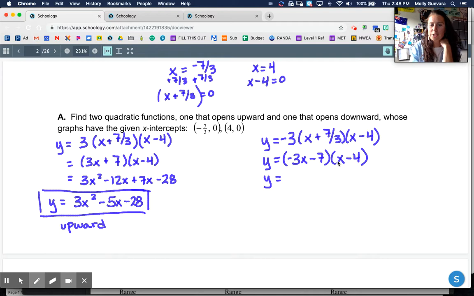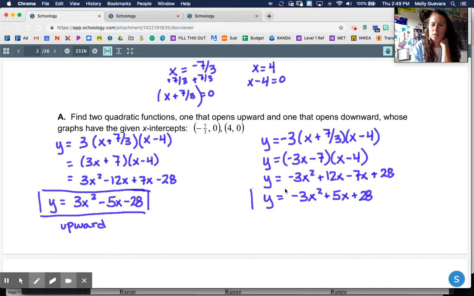And now I can distribute. So I get negative 3x squared plus 12x minus 7x plus 28. Okay, and I'm going to combine my like terms. I get negative 3x squared plus 5x plus 28. Again, did I have to pick 3? No. But I did because I like that it got rid of my fractions for me. So then this is the equation that opens down.